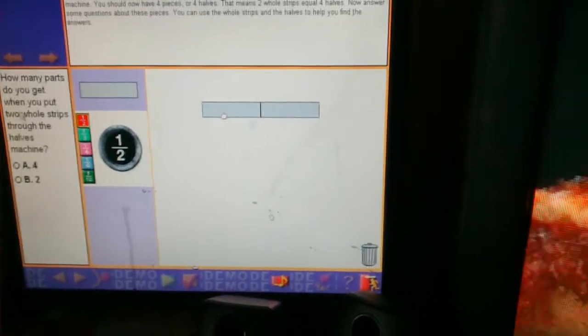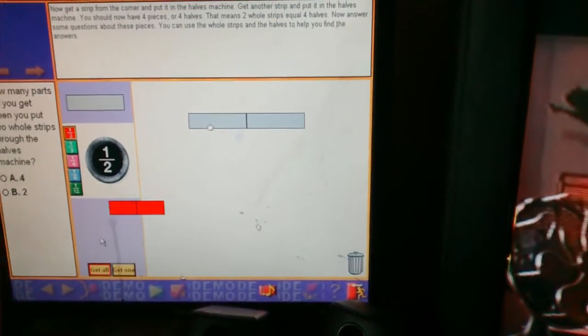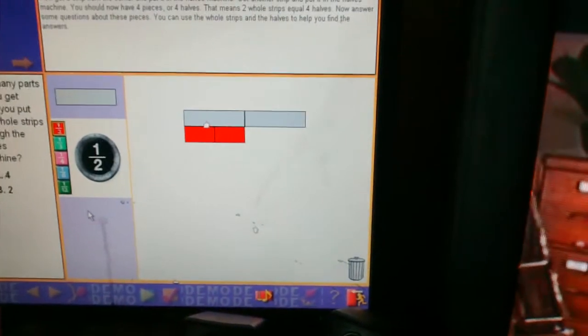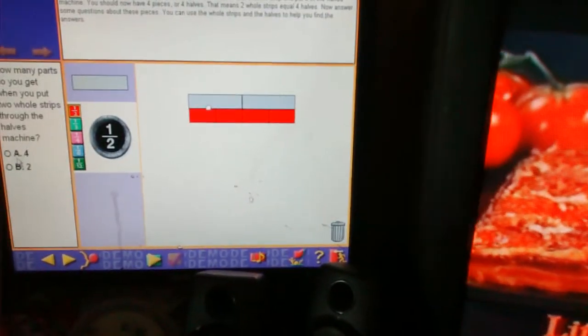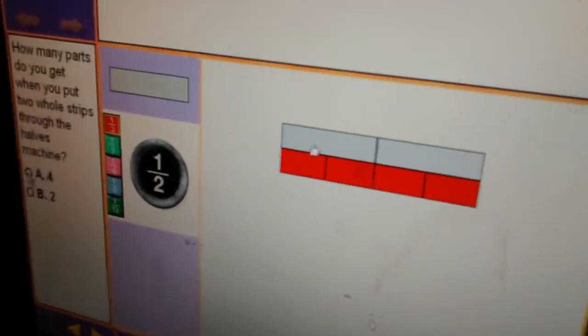Now get a strip from the corner and put it in the halves machine. Get another strip and put it in the halves machine. You should now have 4 pieces, or 4 halves. That means 2 whole strips equal 4 halves. Now answer some questions about these pieces. You can use the whole strips and halves to help you find the answers.